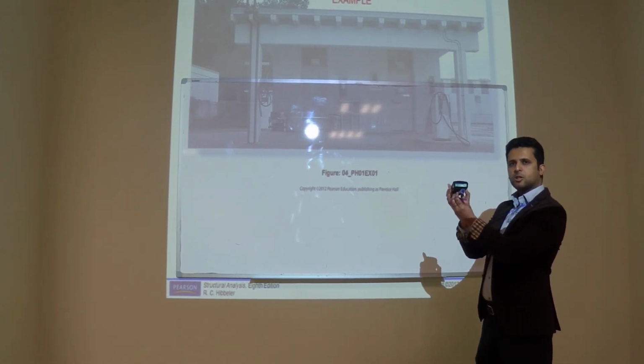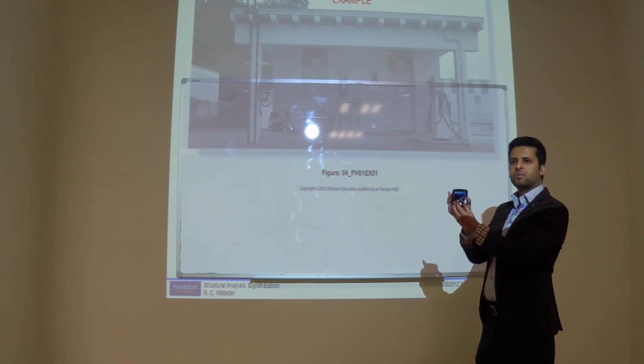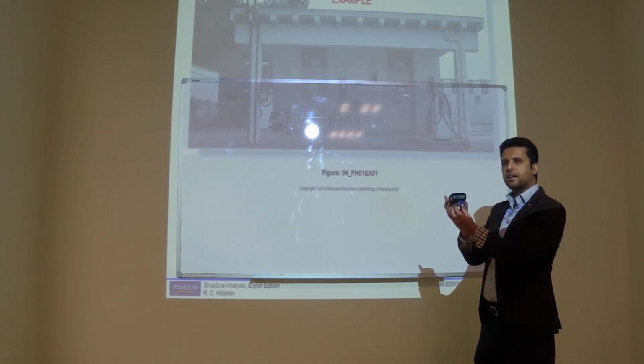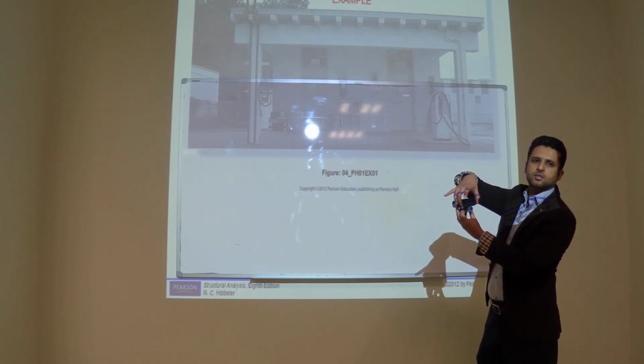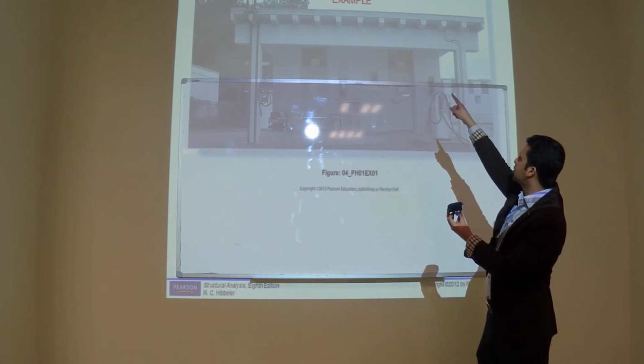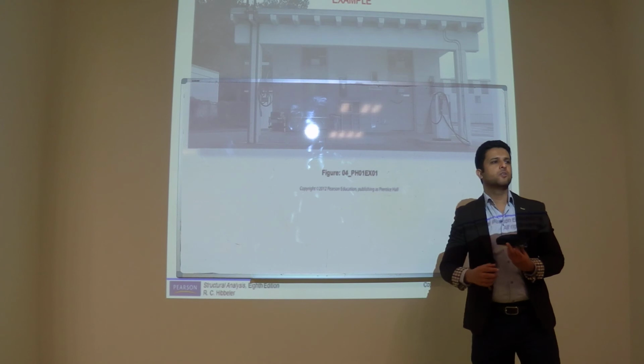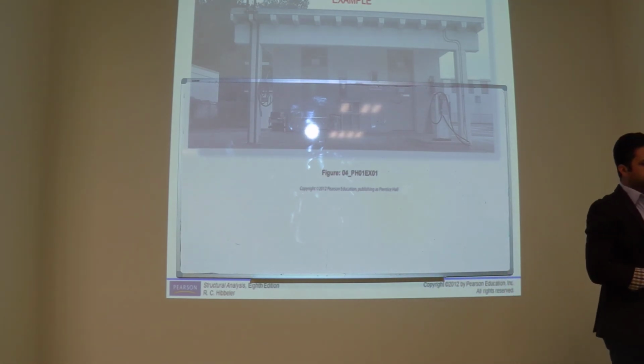And how much is this load? How can you find that? Unit weight into the area: the load per unit area multiplied by the width, the distance between the joists.